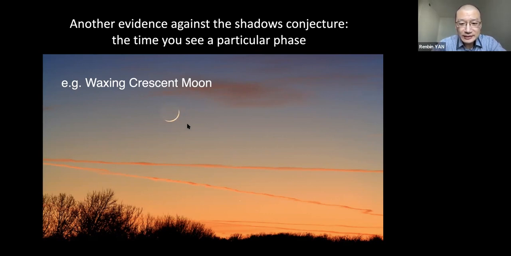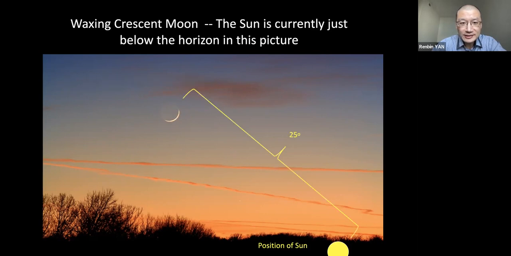And when we see this, where is the sun in this picture? The sun is just setting, right? The sun is just below the horizon. And if you try to measure the angle between the moon and the sun at the time, maybe it's something like this. It's not always 25 degrees, okay? It can be larger or smaller, but it is an angle that is smaller than 90 degrees.